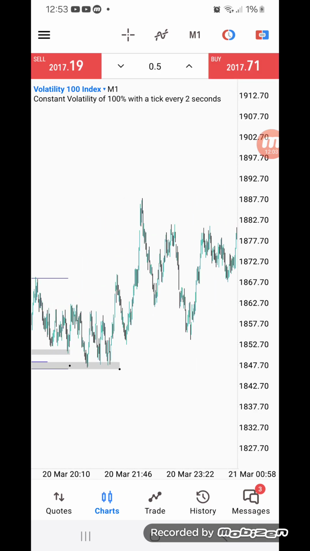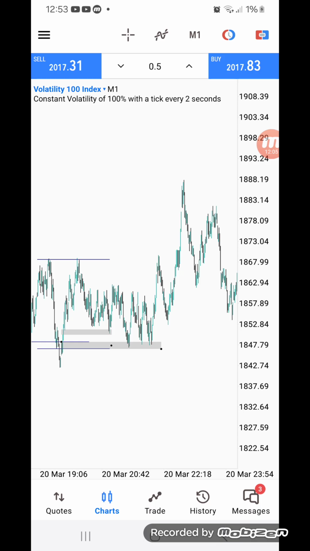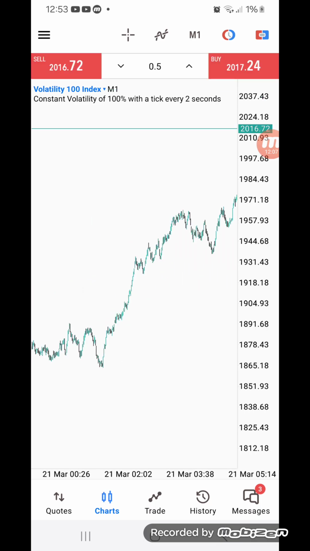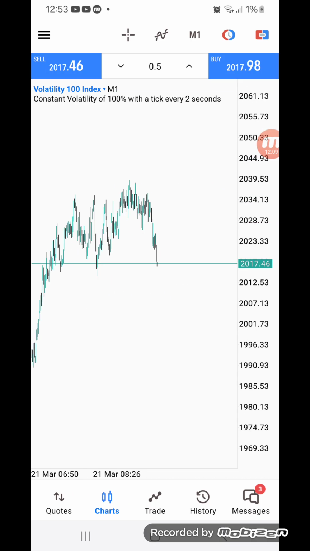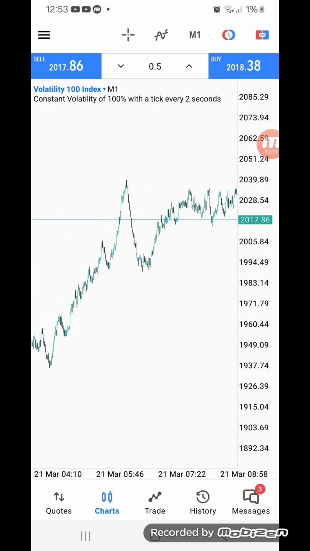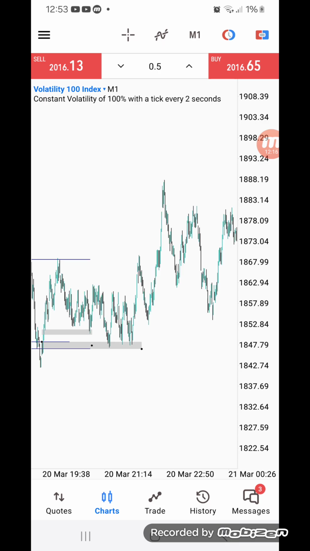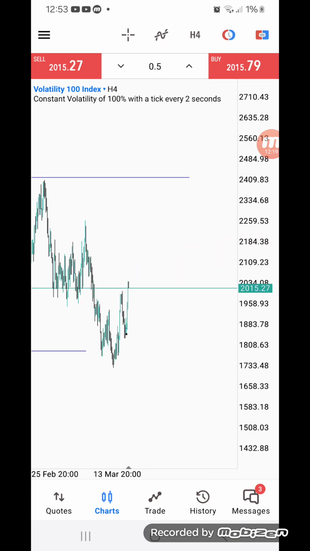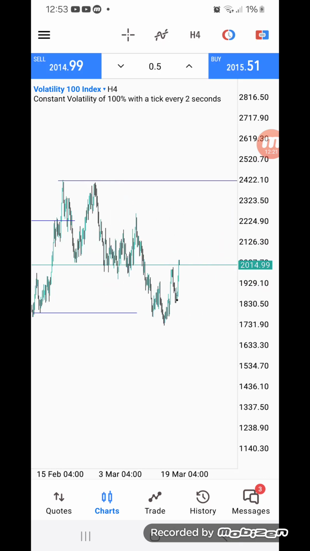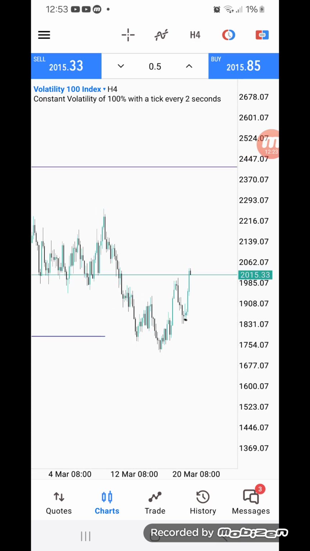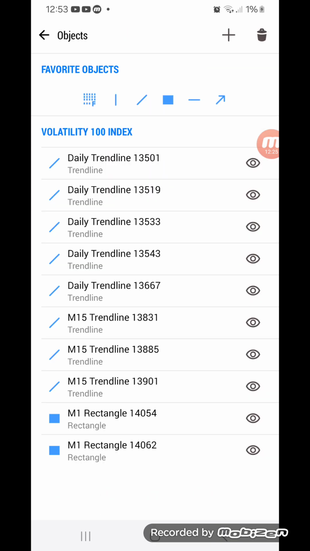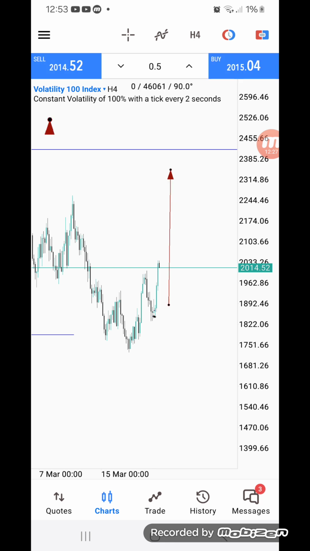You can see the market did not go below that level. It shot up to the upside, and now we expect the market to continue moving higher based on the higher time frame. We expect the market to go up, targeting this high here. This is where we are expecting the market to target.